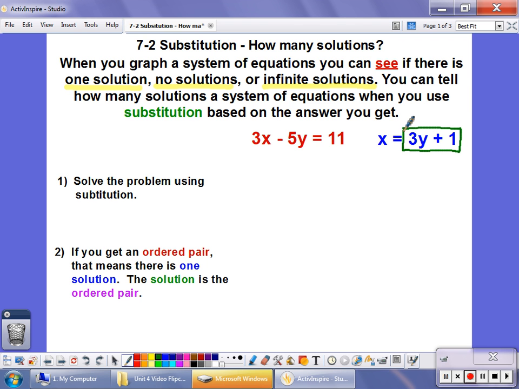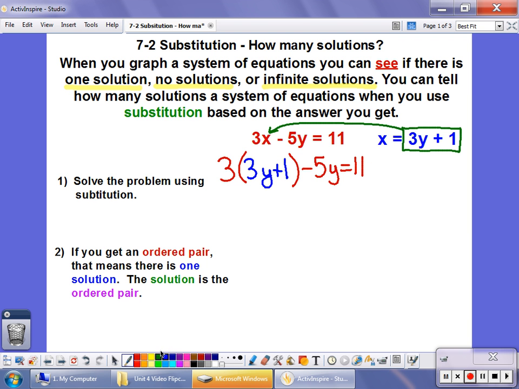First off, start by solving your problem using substitution. Make sure you have either an x equals or a y equals equation, and substitute it into the other equation that you have there. In this case, I know that x equals 3y plus 1. So I'm going to substitute that in place of x and leave the rest of my equation the same. Then I need to solve this equation.